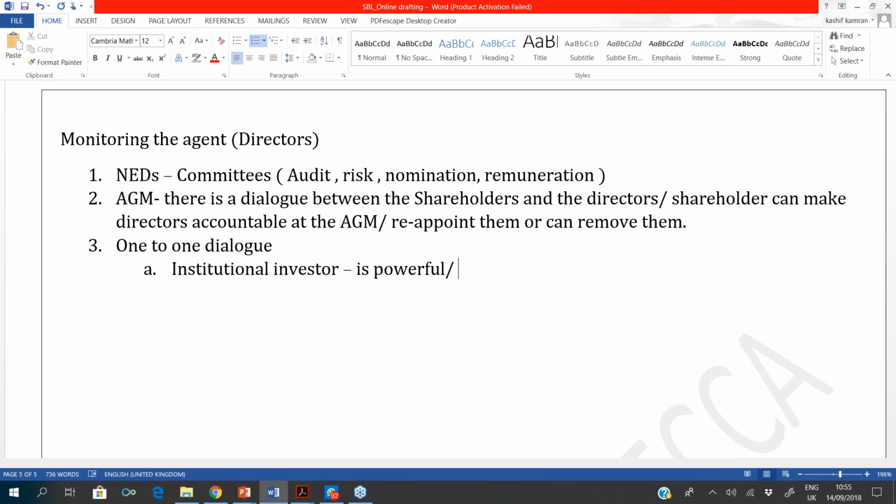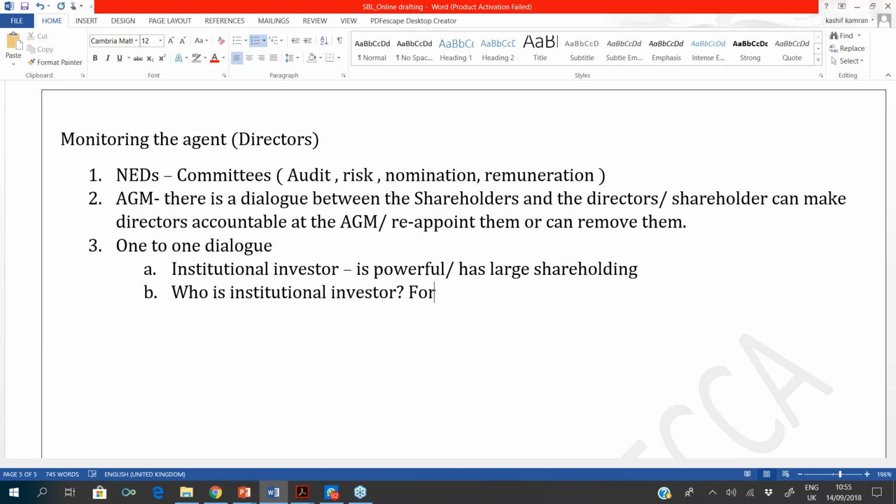He has a large shareholding, and the large shareholding gives him the power. He is powerful. Now, you might ask me, who is an institutional investor who can intervene so specifically? And I hope all of you know who an institutional investor is.